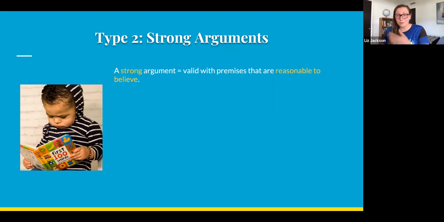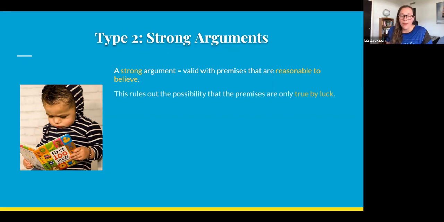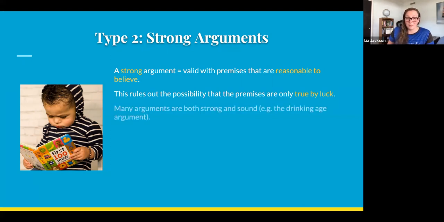I'm going to use the word reasonable the same way that I use the word rational and the same way that I use the word justified. Roughly, I'm going to take all 3 of those to mean something like supported by our evidence. So because the premises have to be reasonable to believe, this rules out the possibility that the premises are only true by luck. It is true that many arguments are going to be both strong and sound.